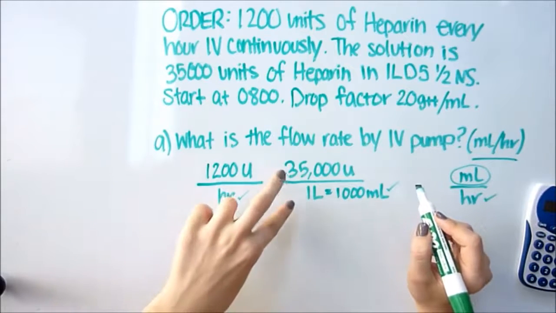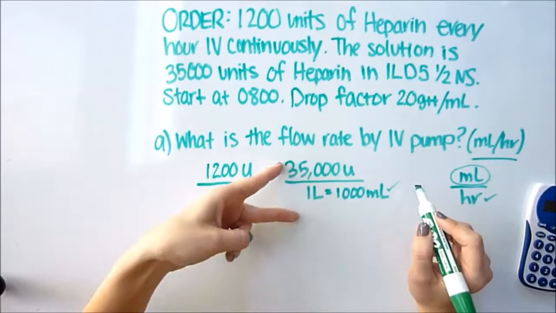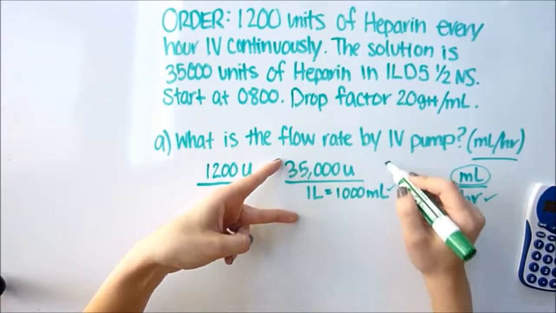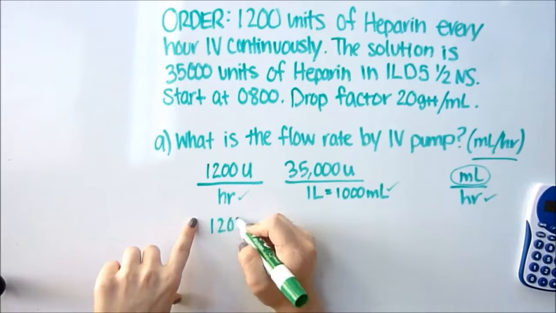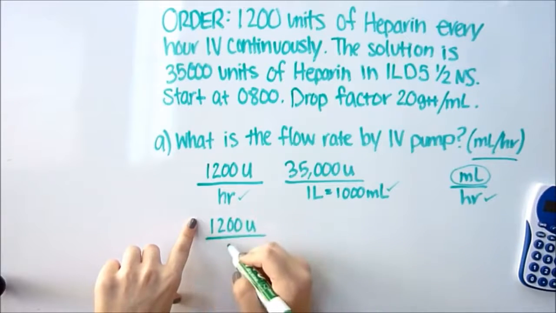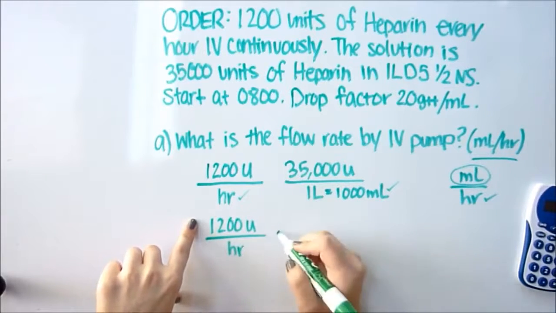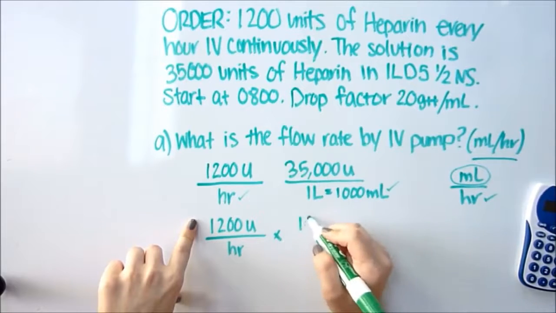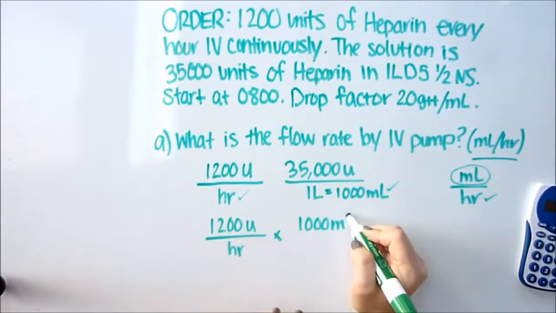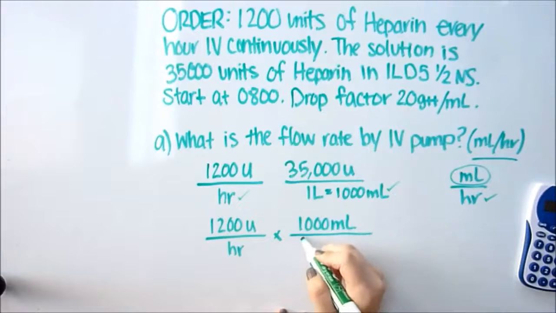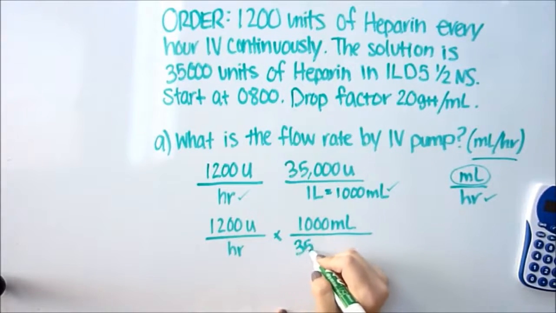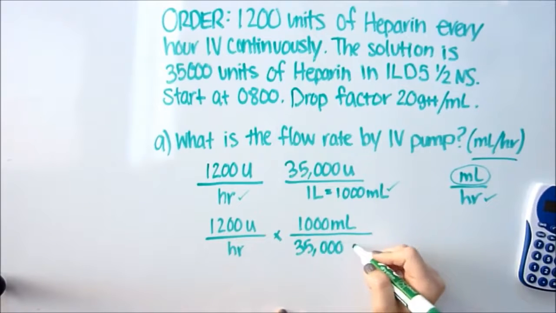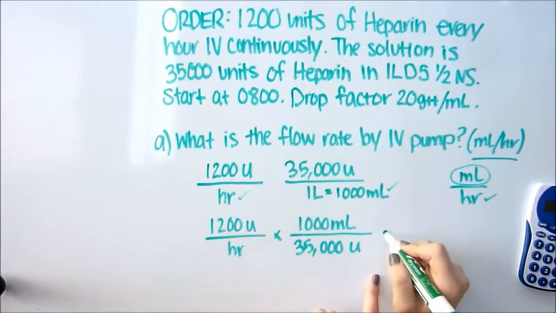So what I have to do with this proportion is flip it, right, in order to get mL on the top. So I'm going to write that over one more time. 35,000 units over 1 hour. Multiply that by 1,000 mLs over 1 liter. You guys are like, what?